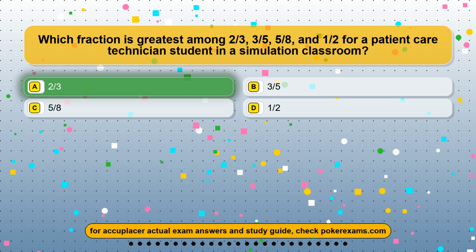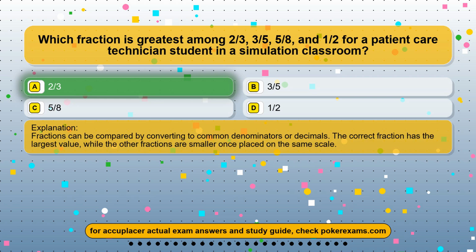The correct answer is option A. 2/3. Fractions can be compared by converting to common denominators or decimals. The correct fraction has the largest value, while the other fractions are smaller once placed on the same scale.